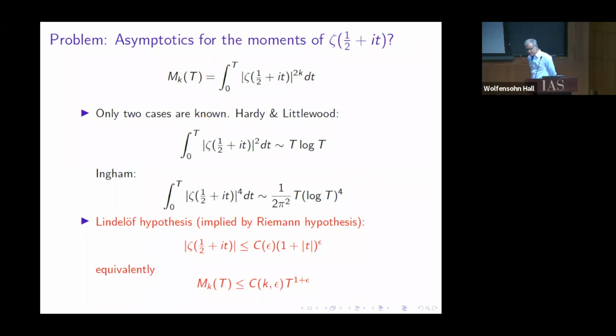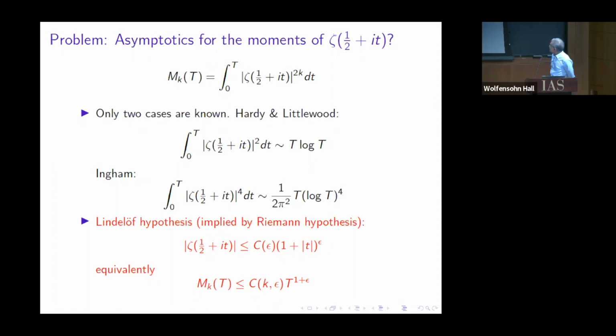And what I've been speaking about is the typical size of zeta of 1/2 + it. And the next question you could ask is, what about slightly larger values of zeta of 1/2 + it? How big can they be? Or even about what the extreme size of values of zeta of 1/2 + it can be.